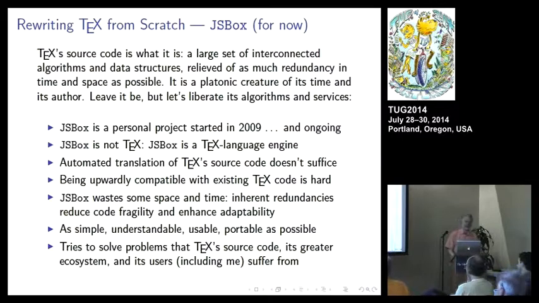It's not TeX. It's a TeX language compatible engine. And automated translation of TeX code just won't work. You gotta bite the bullet. You gotta do the right thing. You gotta rewrite it from scratch. My philosophy is not Don's philosophy. Don's philosophy is to squash all redundancy and space and time out of his code to make it into a perfect example of algorithmicity. But that's not what software is necessarily. Software needs to have redundancy in it. You need to manage fragility, and you need to make it adaptable.